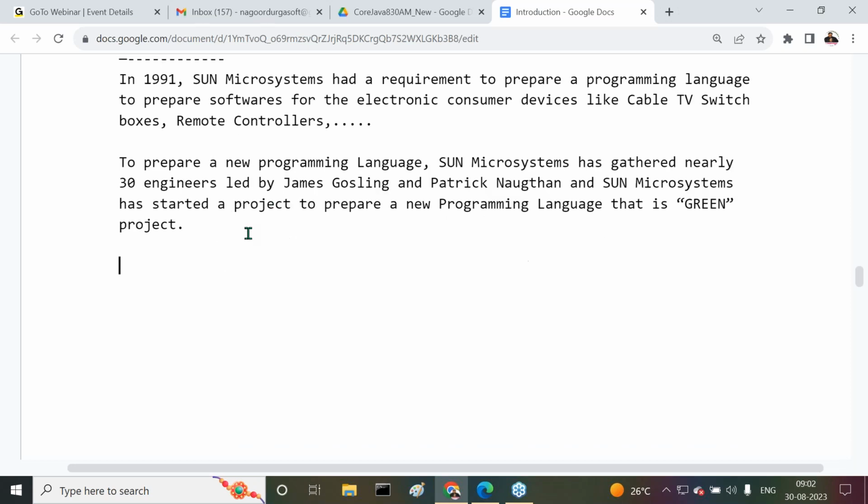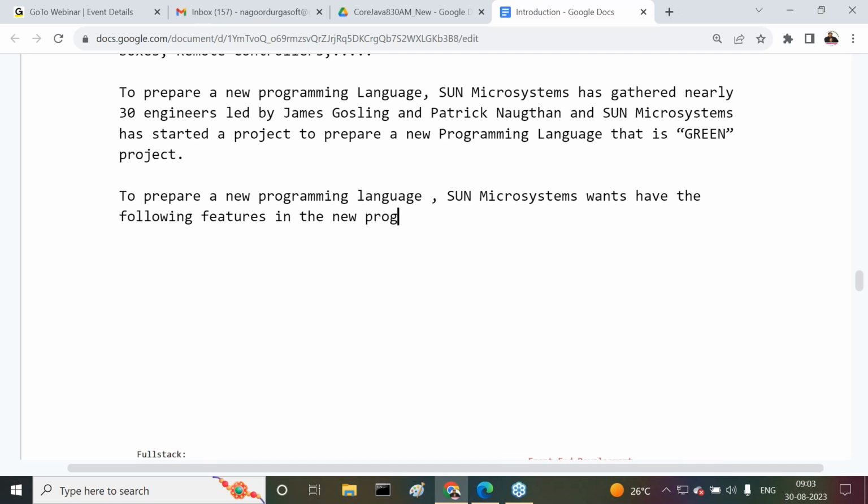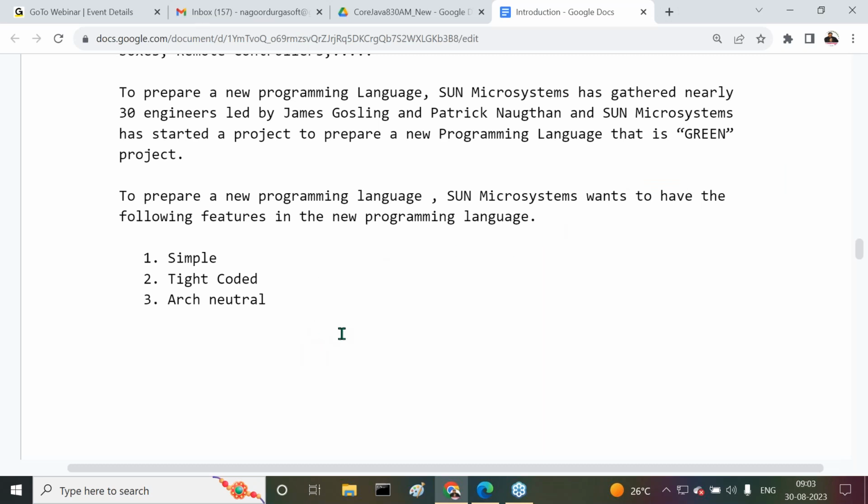All right, sir. Now understand it clearly. To prepare a new programming language, Sun Microsystems wants to have the following features in the new programming language. If you observe, point number 1: they want to prepare a simple programming language. They want to prepare a tight-coded programming language, and they want to prepare an architectural neutral programming language. Mainly, these are the 3 features they want to have in their new programming language.